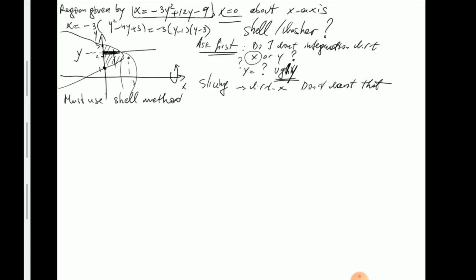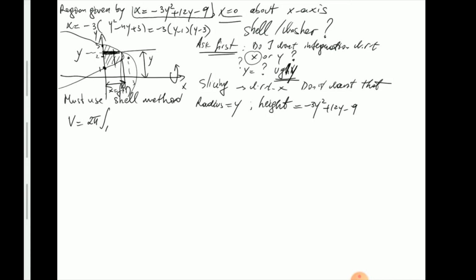So let's see, the radius of the shell is going to be y, and the height of the shell is going to be the x-coordinate in terms of y, x as a function of y, right? So in this case, the height is just the function itself, minus 3y squared plus 12y minus 9. And that's it. You can proceed with the volume now using the shell method.